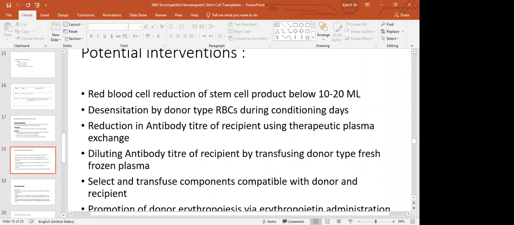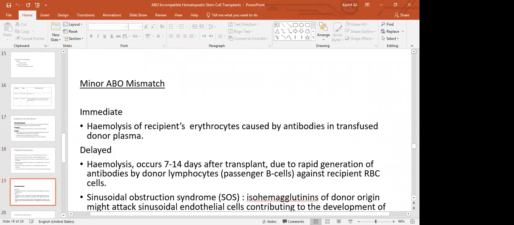Potential interventions for ABO incompatible transplant. Red blood cell reduction of the stem cell product to 10 to 20 ml, and sometimes desensitization by donor type RBCs during conditioning days. A reduction in antibody titer of recipients using therapeutic plasma exchange. And diluting antibody titer of recipients by transfusing donor type fresh frozen plasma. Select and transfuse components compatible with donor and recipient.